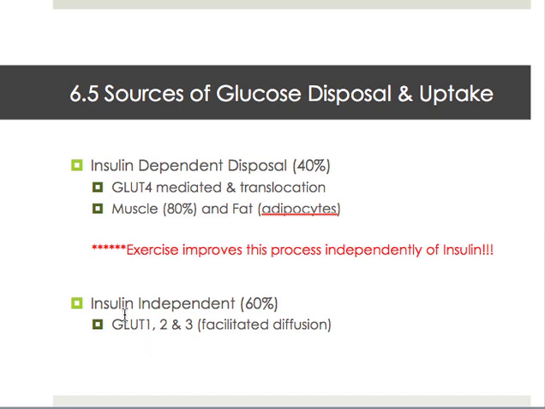There's, again, insulin-independent glucose uptake, and the receptors or the translocators that are active in this process that do not respond or are not sensitive to insulin are GLUTs 1, 2, and 3. So this process happens by facilitated diffusion.